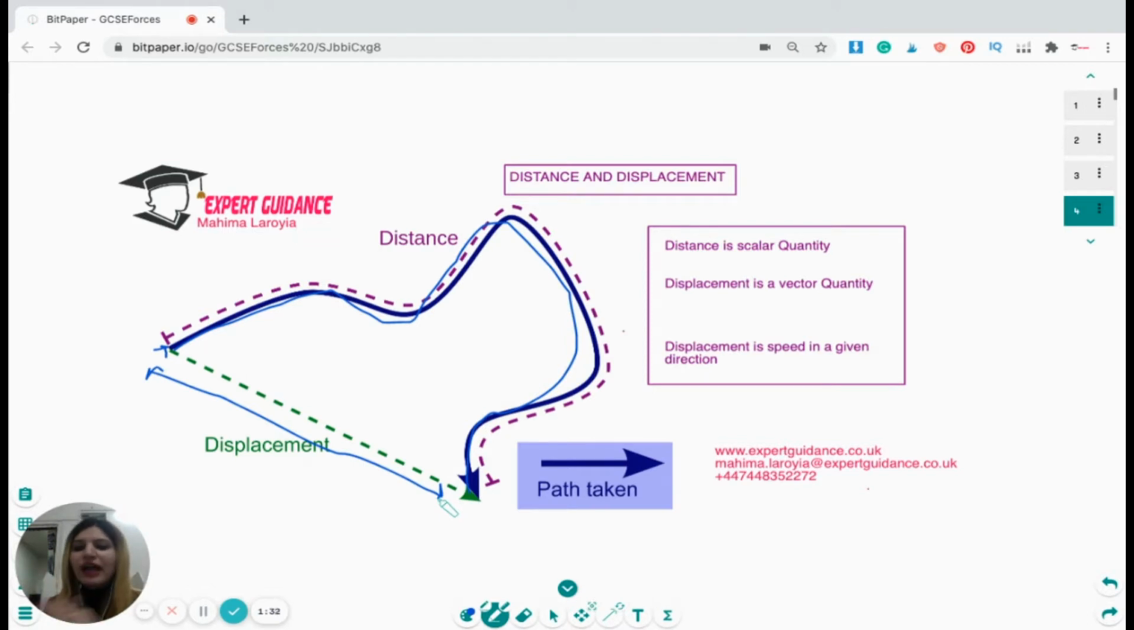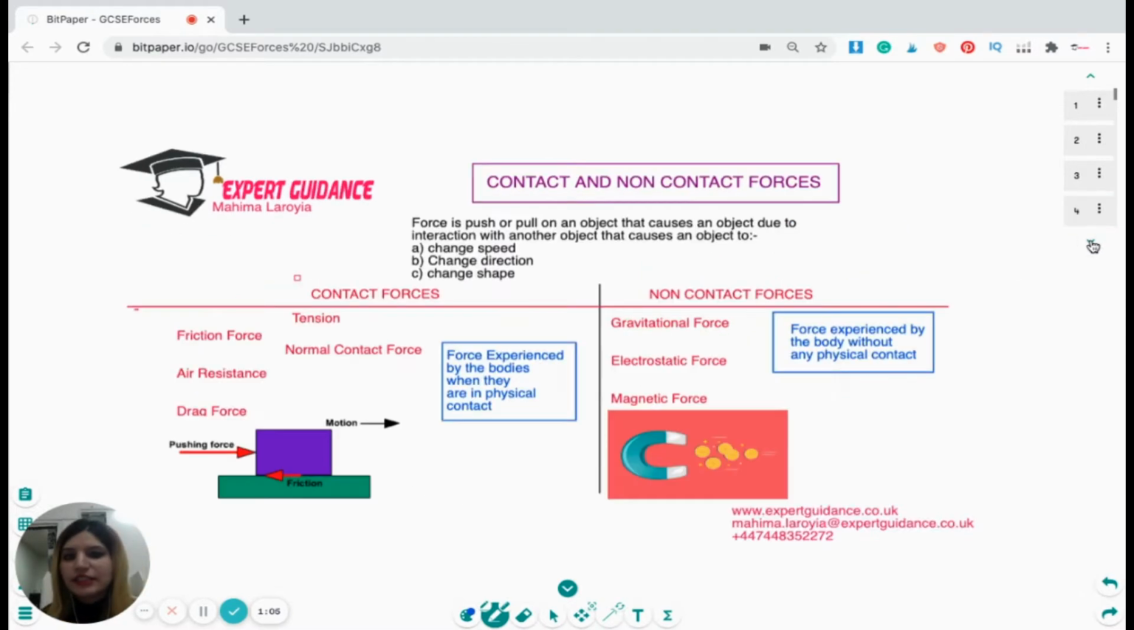No matter whether I go there directly or I take multiple routes, the distance between the initial and the final point will be the displacement, and distance will be the total path taken. Also, distance is a scalar quantity and displacement is a vector quantity. Displacement is the distance with the direction. So I hope this concept of distance and displacement is clear to you.